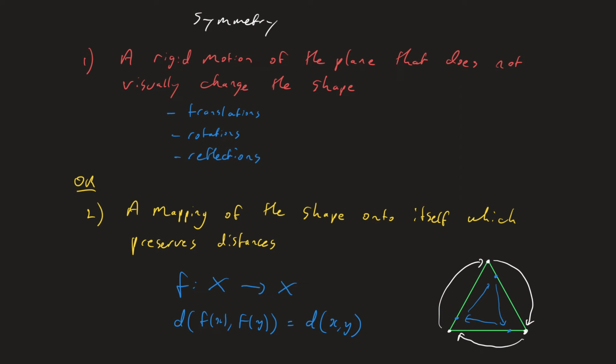Or in other words, given any such transformation of our figure, we can always extend it to a rigid motion of the whole plane. Therefore, these two definitions are equivalent. We can choose to work with whichever one we find more convenient for the problem at hand.